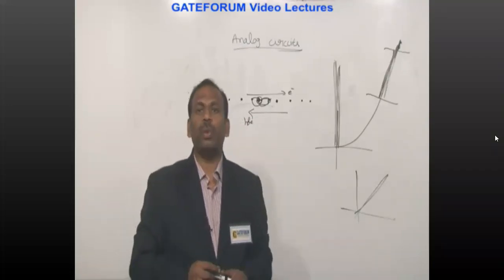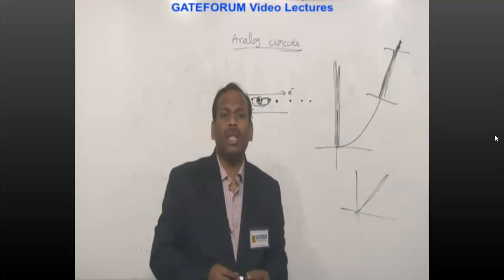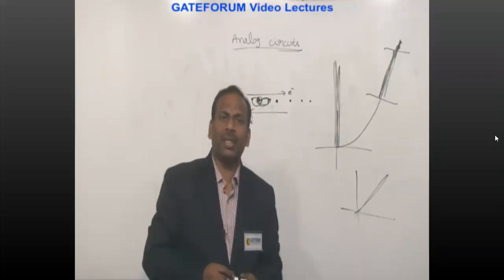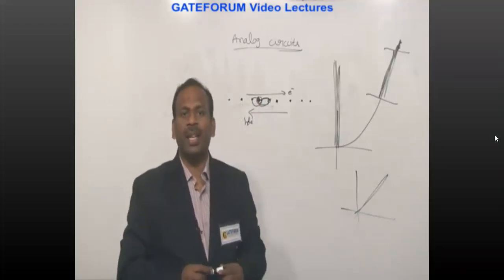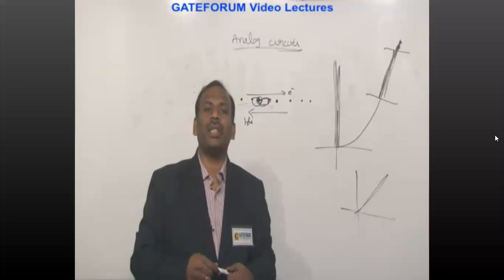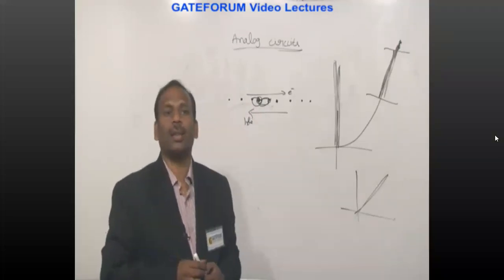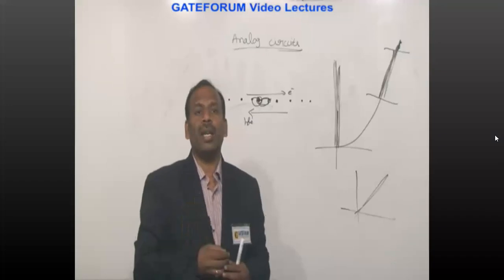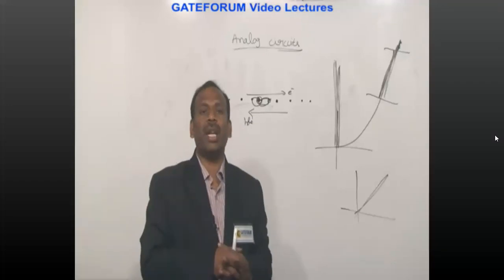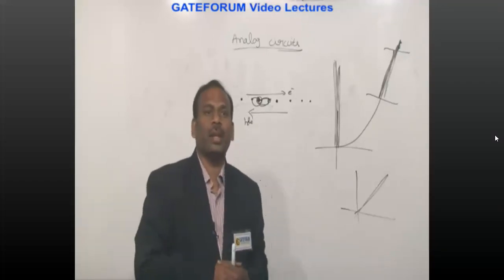Kumar, which book to prefer for semiconductor physics for analog circuits? I think I already explained for analog circuits. For semiconductor physics, you can go for Electronic Devices and Circuits by Millman and Halkias. I am following Millman and Halkias for physics.